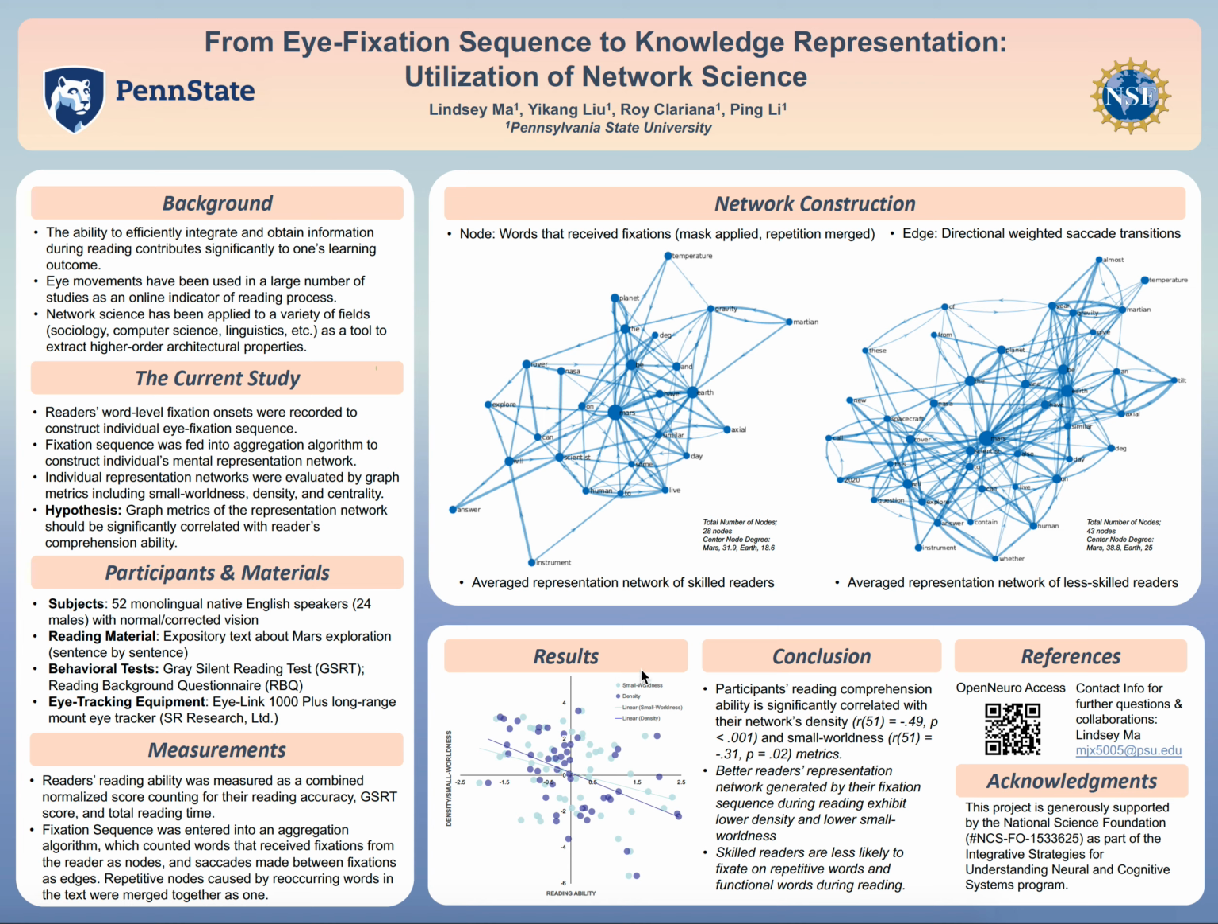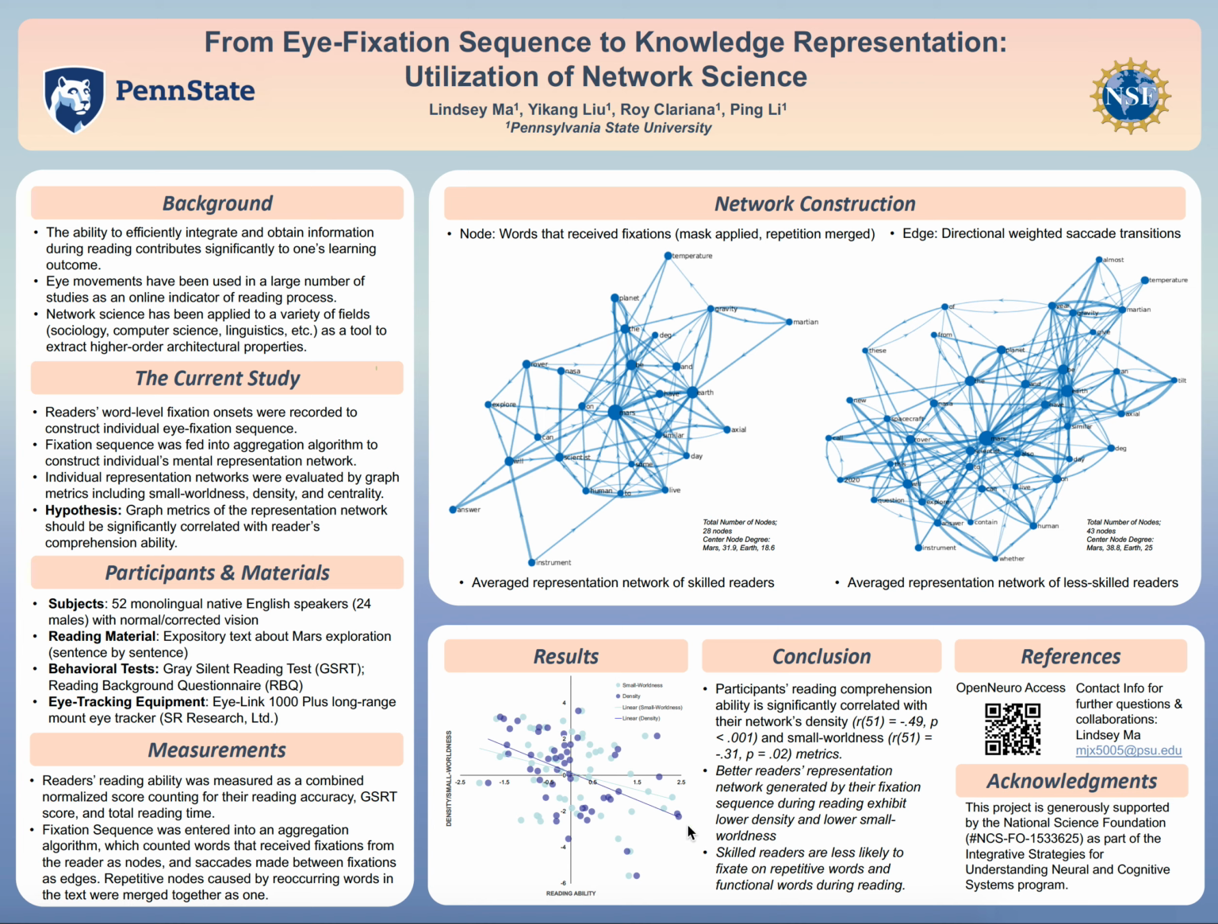And for our results, we ran a simple correlation among people's reading ability and their graph metrics, including density and small worldness. Small worldness is represented in light blue here, and density was represented in dark blue. By reading ability, we meant the combined reading score, so basically counting both their speed and their accuracy during reading.